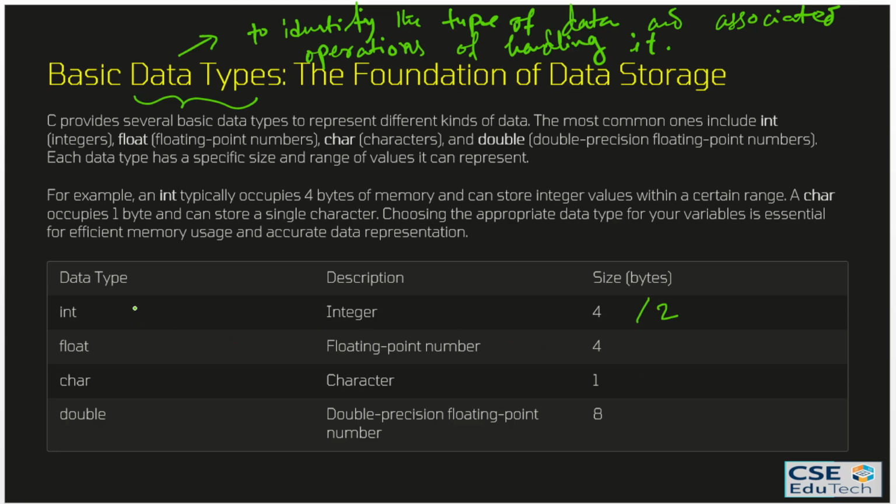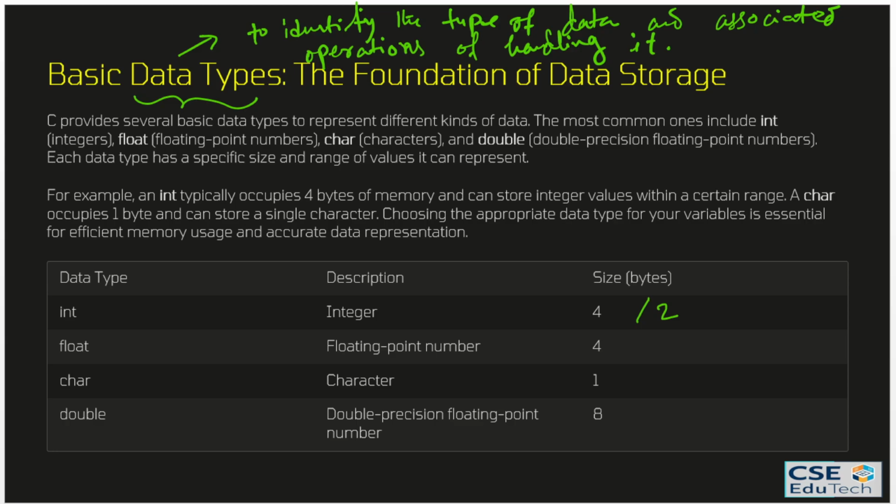Now, these are the primary data types: integer, float, character, double. Integer has 2 bytes, float 4 bytes, character 1 byte, and double is a double precision floating point number that takes 8 bytes. These are known as the primitive data types. Int, float, character, and double are known as primitive data types. Clear?